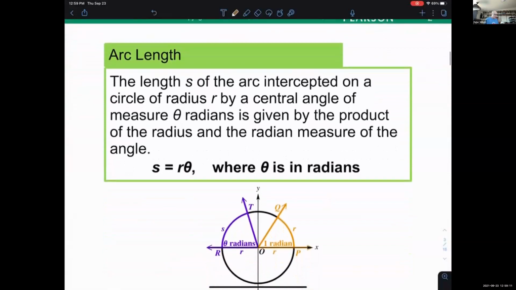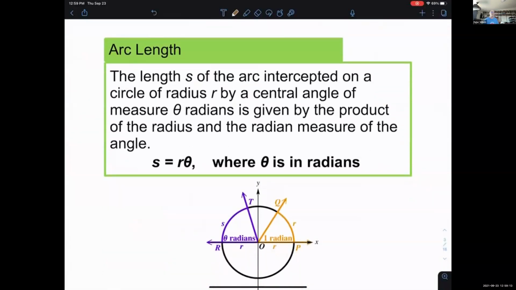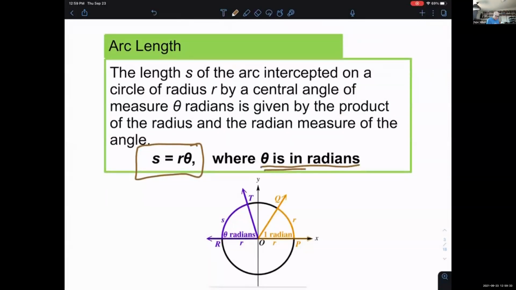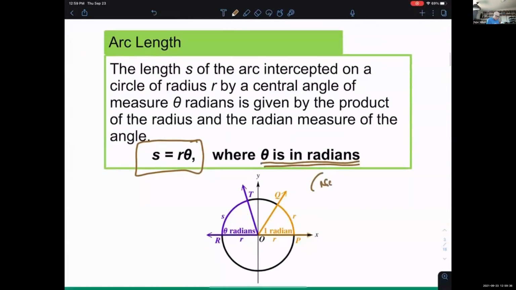So they basically just give us the formula right out the gate. The length s, arc intercepted on a circle of radius r by a central angle of measure theta radians, is given by r times theta. Now, to be clear, theta has to be in radians in this formula, not degrees. This is not a measurement in degrees, this is a measure in radians.